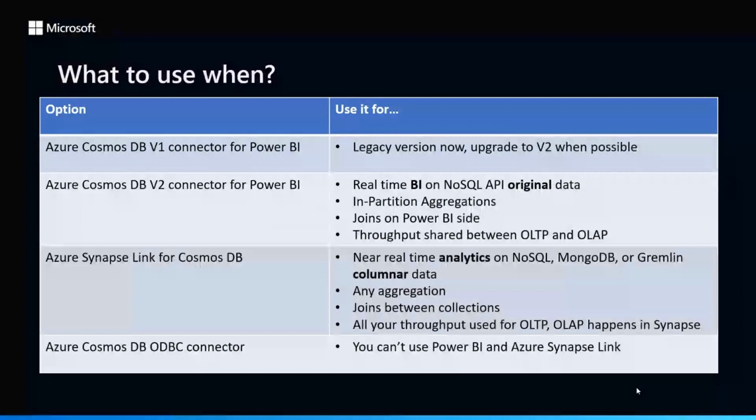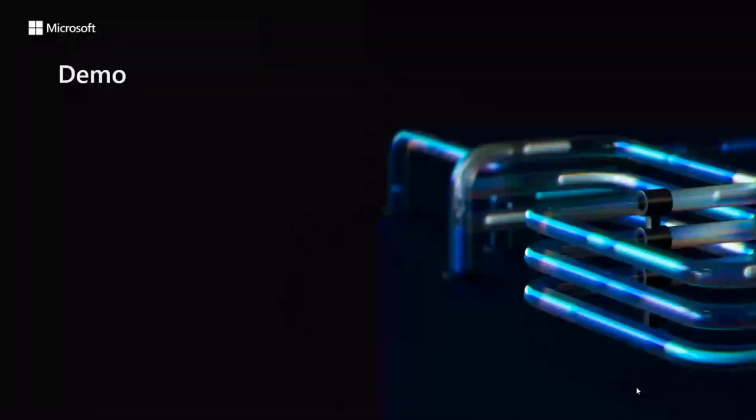The last option we have today is the Azure Cosmos DB ODBC connector. So you should use this option when you can't use Power BI and you can't use Synapse Link. So that's the last option you have for that.